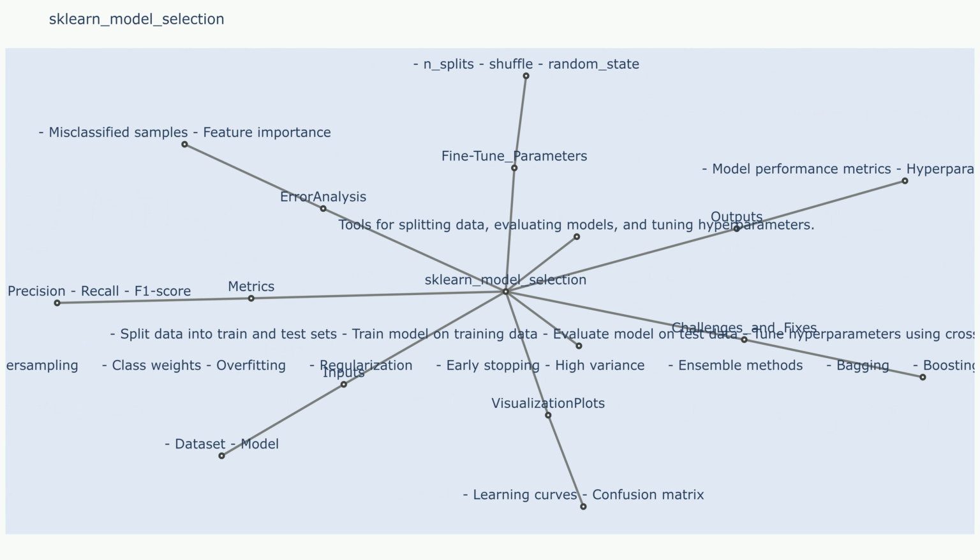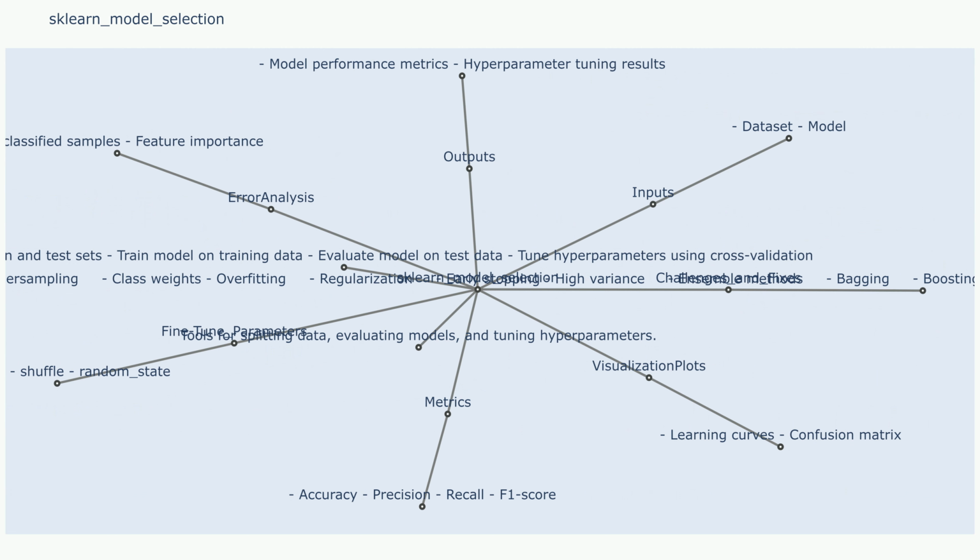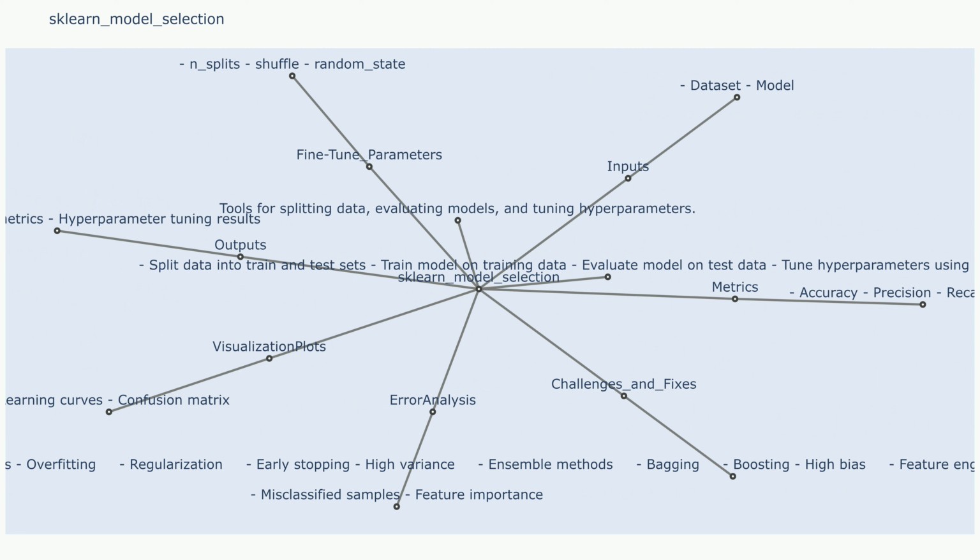Metrics: accuracy, the proportion of correctly classified instances. Precision, the proportion of true positives among all predicted positives. Recall, the proportion of true positives among all actual positives. F1 score, the harmonic mean of precision and recall, balancing both measures. Mean squared error, MSE, the average squared difference between predicted and actual values for regression tasks.